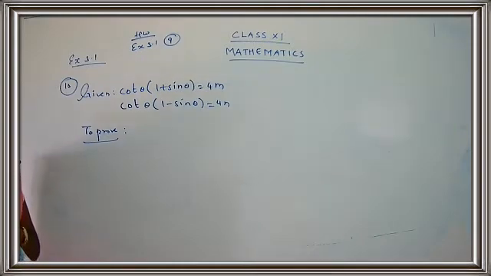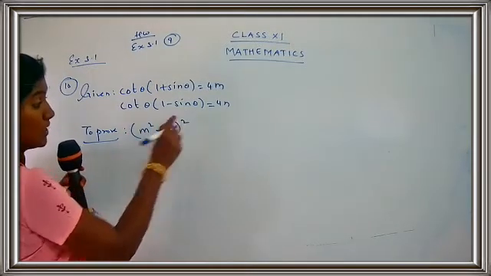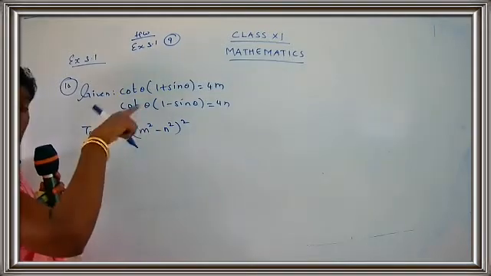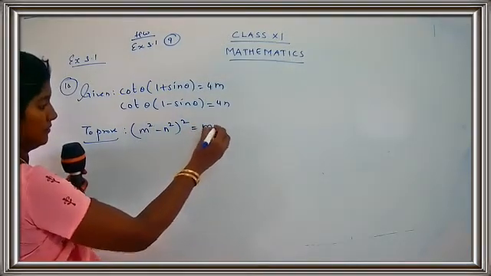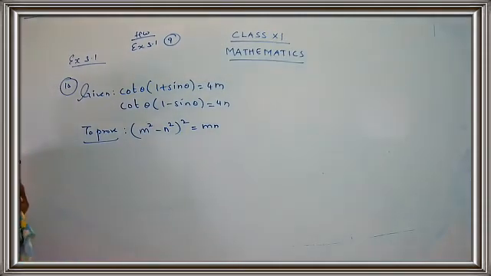Now prove that m square minus n square, the whole square, is equal to mn. Children, be careful. M square minus n square, the whole square, is equal to mn. This is what you have to prove. So, take down the given part and the two proof parts.